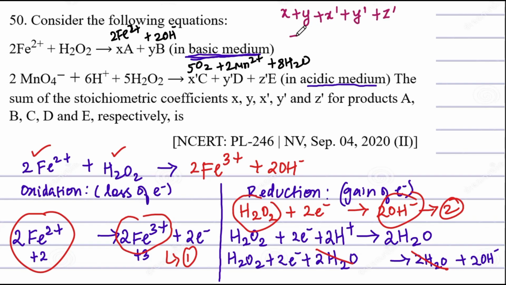So it is equal to x is 2 plus y is 2 plus x dash is 5 plus y dash is 2 plus z dash is 8. So 2 plus 2 is 4, 4 plus 5 is 9, 9 plus 2 is 11, 11 plus 8 is 19. So the sum of coefficients is 19. So the final answer is 19. I hope you understood this question.